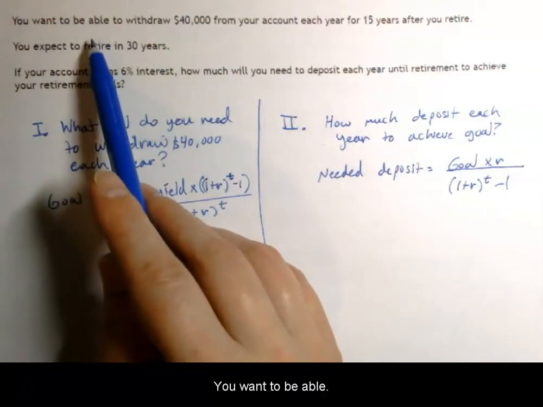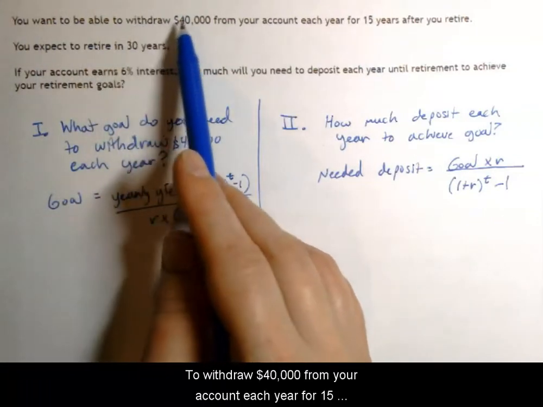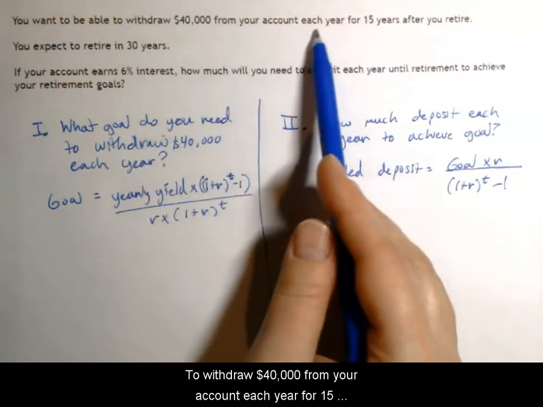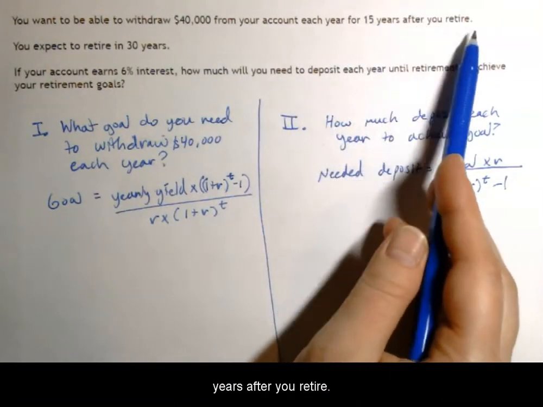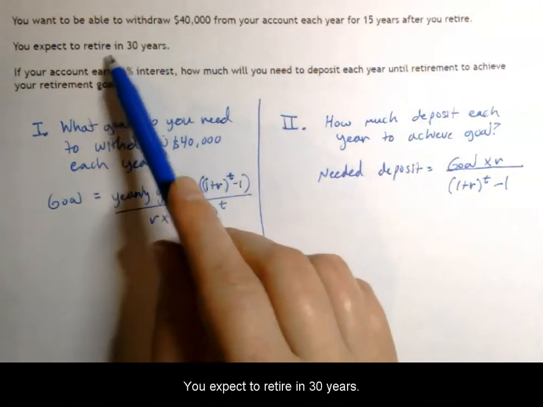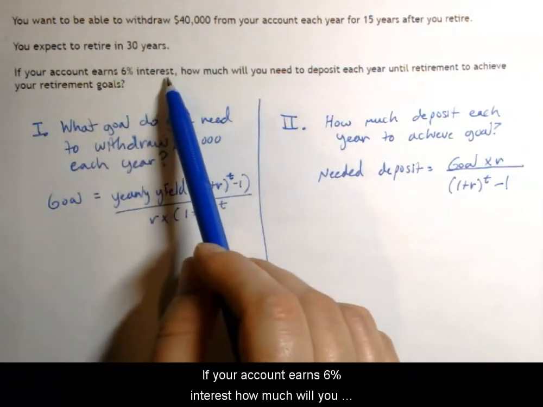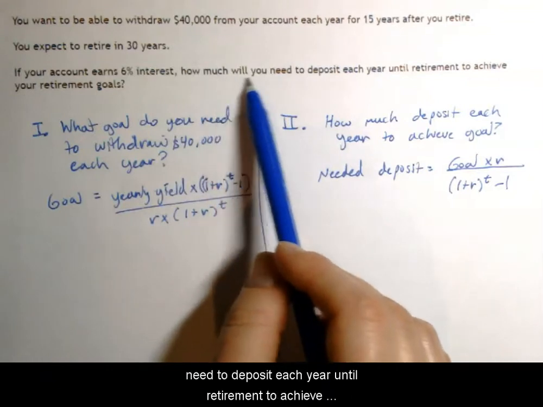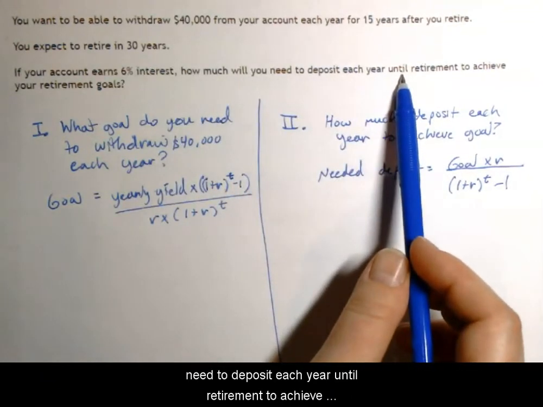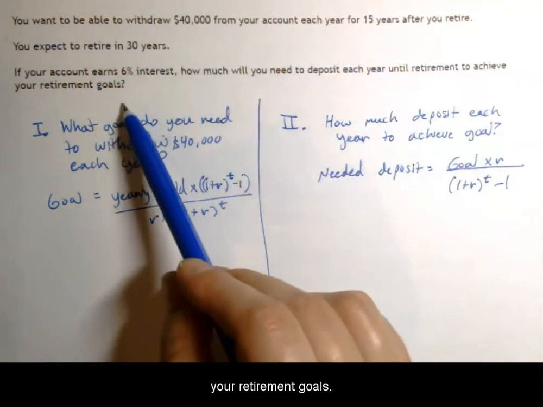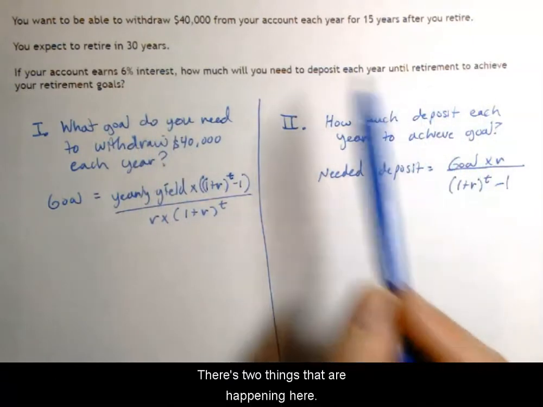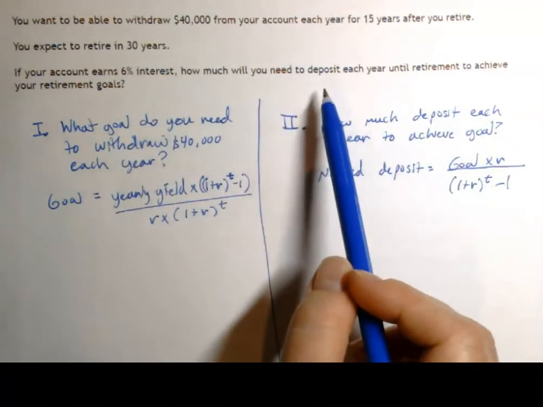You want to be able to withdraw $40,000 from your account each year for 15 years after you retire. You expect to retire in 30 years. If your account earns 6% interest, how much will you need to deposit each year until retirement to achieve your retirement goals? So there's two things that are happening here.